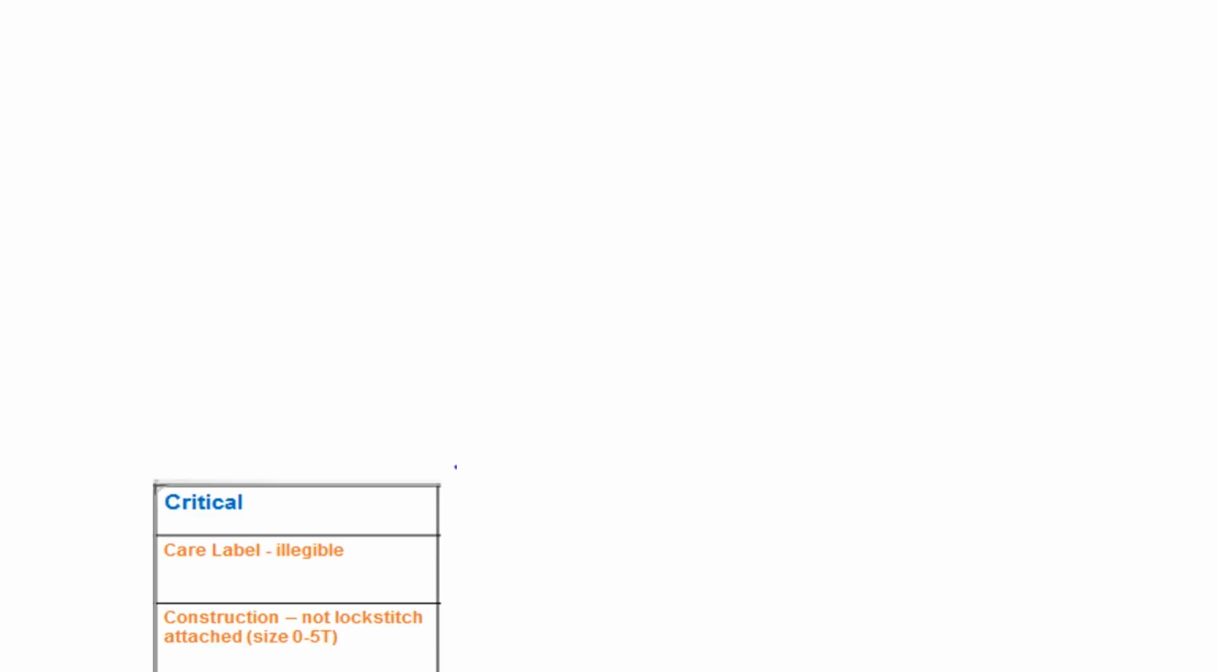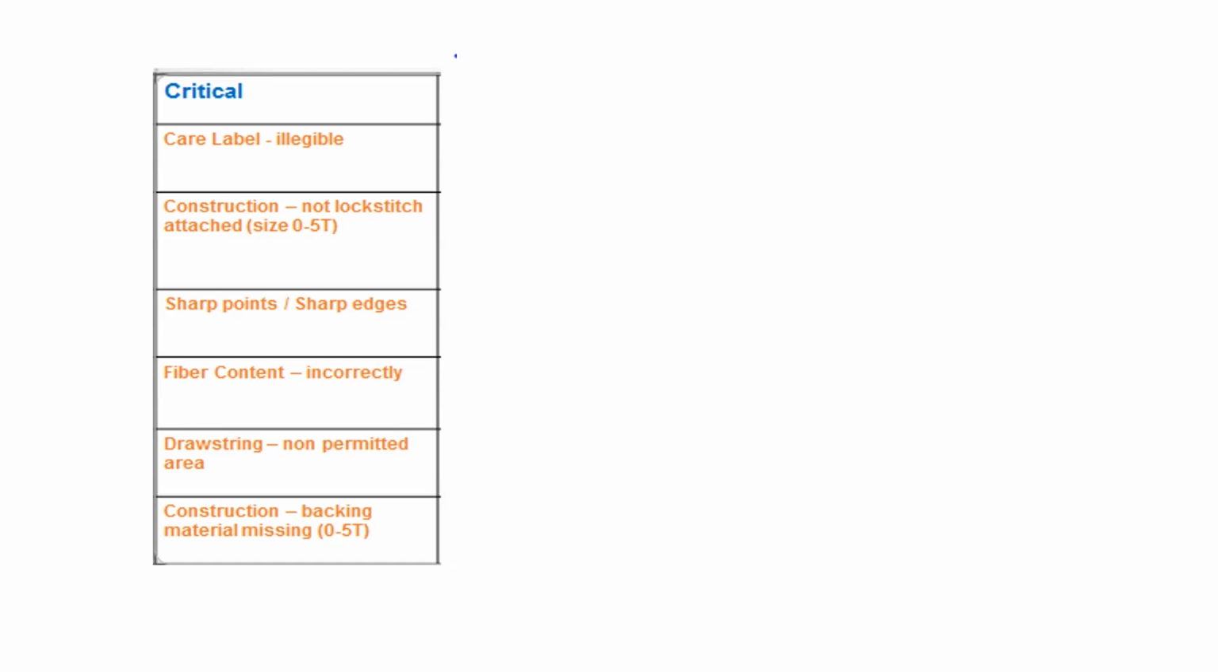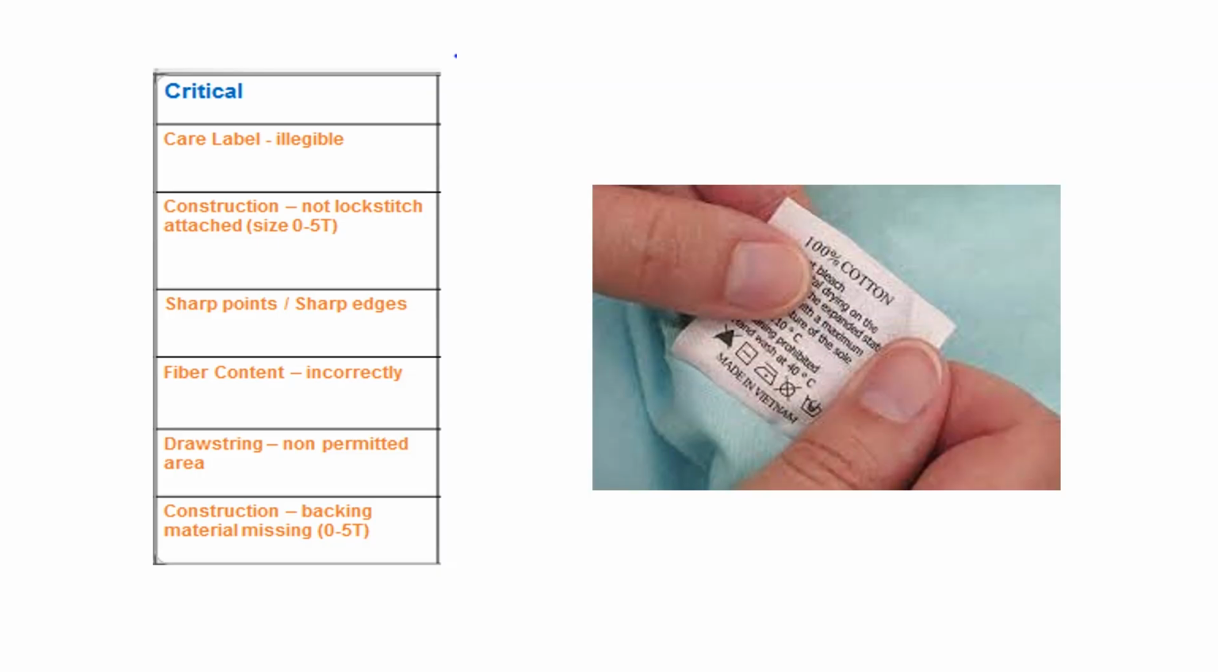Now students, we have classified the defects and we have seen that there are different kinds of defects, like critical defect, major defect and minor defect. Now let us see what different kinds of critical defects may come. One of them we have seen may come due to the care level.